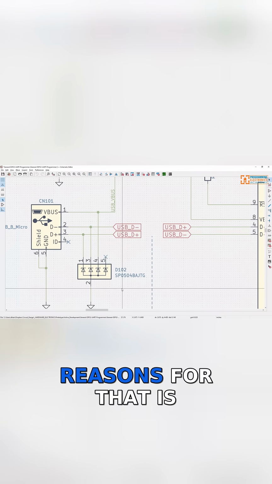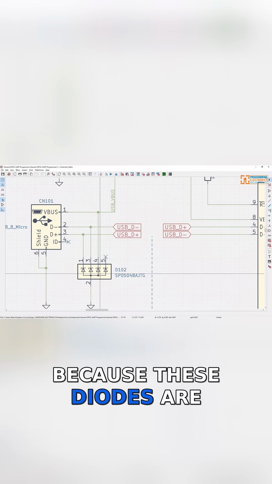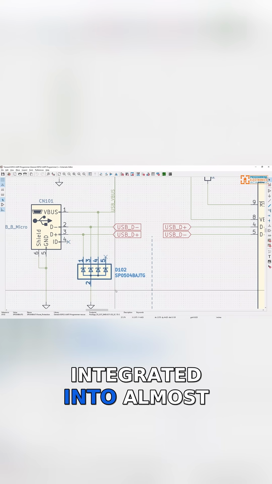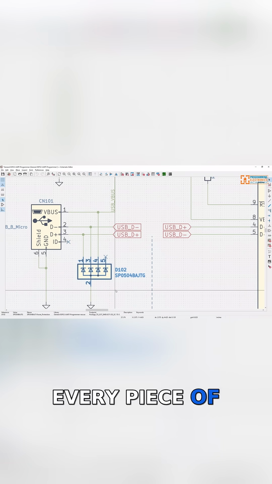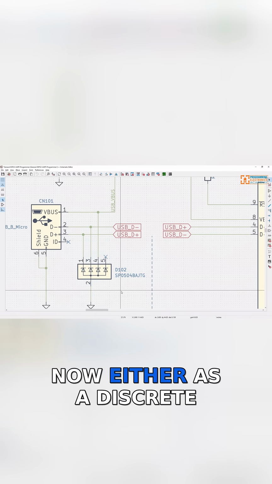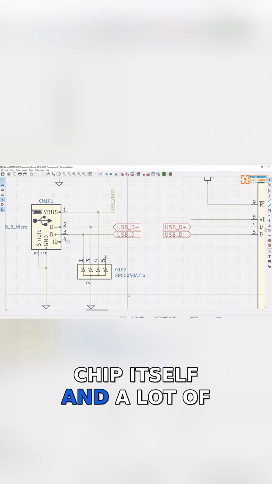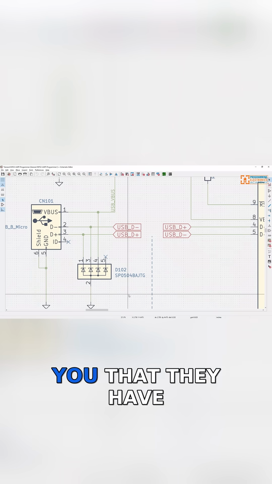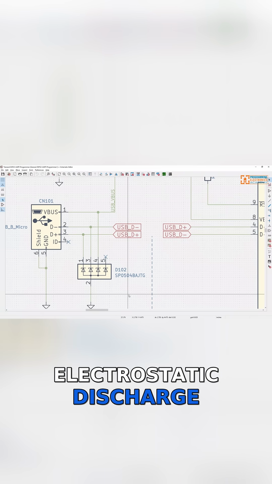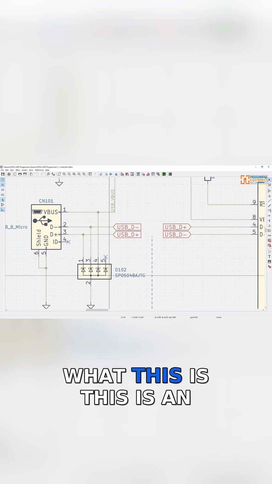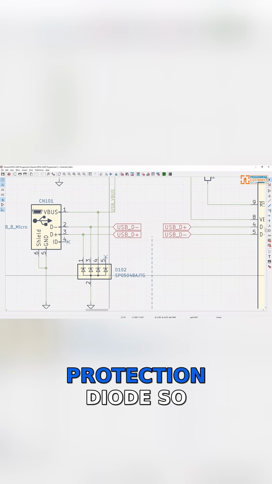And one of the reasons for that is because these diodes are integrated into almost every piece of electronics that we have now, either as a discrete component like this, or it's integrated into the chip itself. And a lot of data sheets will show you that they have integrated ESD, which is electrostatic discharge protection. And that's what this is. This is an electrostatic discharge protection diode.